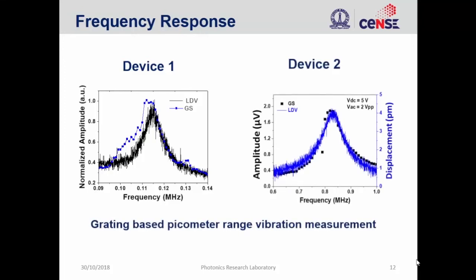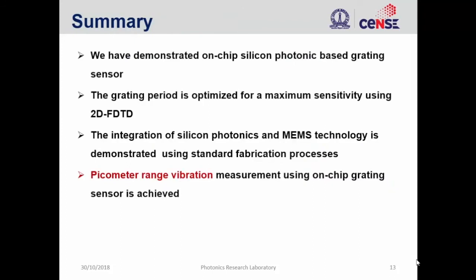We checked another device, and in this we were able to measure for the same applied voltage in LDV, and with this grating we were able to measure displacement down to 4 picometers. So in conclusion, what we have demonstrated is an on-chip silicon photonics-based grating sensor. We optimized the grating sensor using 2D FDTD simulations, and we demonstrate integration of silicon photonics and MEMS technology using standard fabrication processes, and we are able to measure picometer range vibration using an on-chip grating sensor.